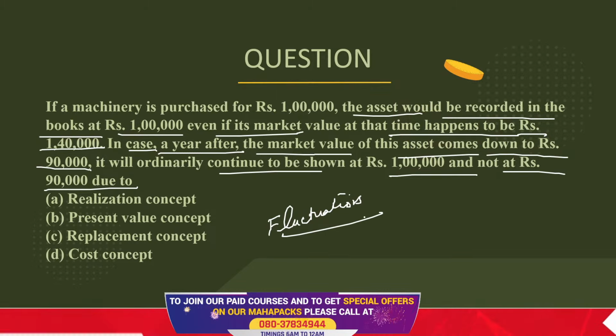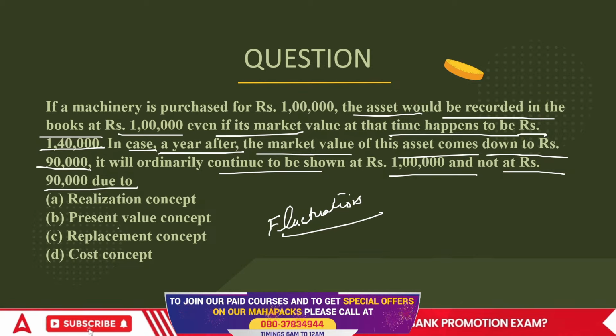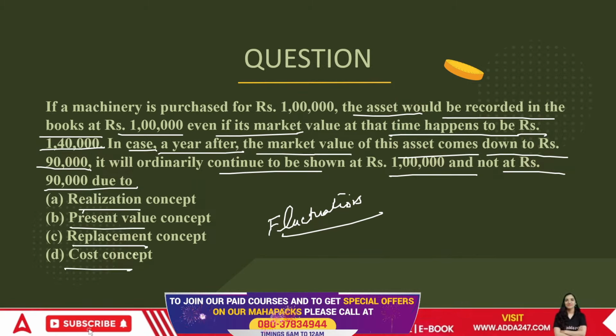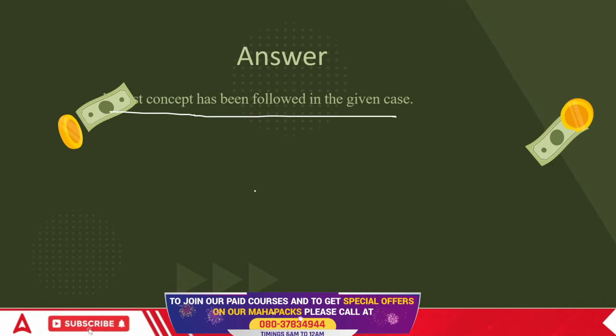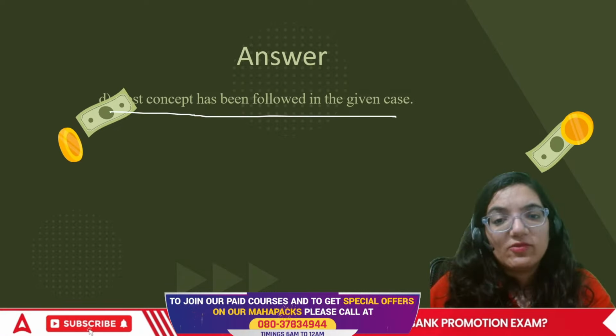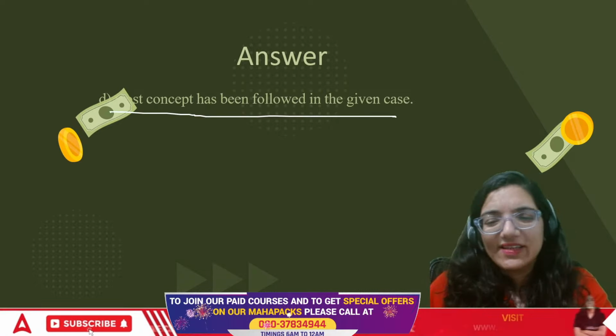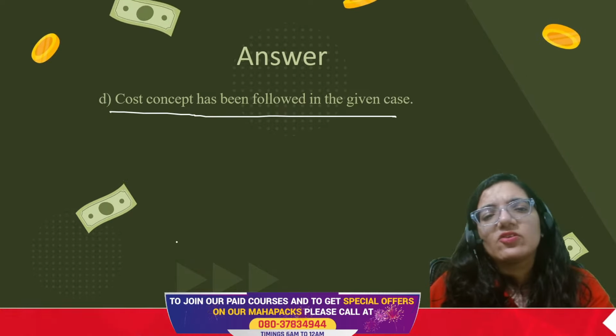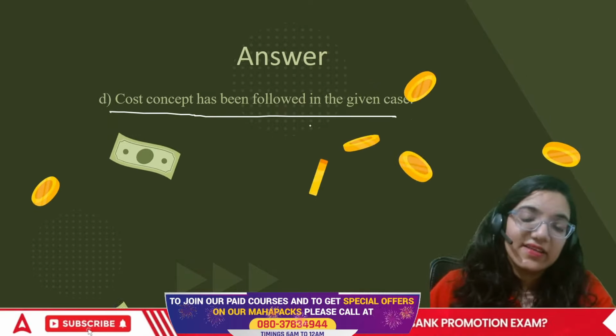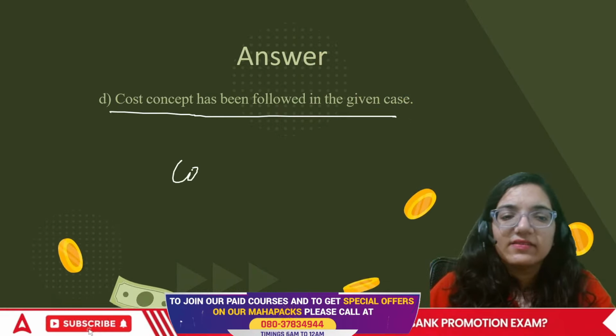Now let's look at the next question. It is the realization concept, present value, replacement, or cost. The correct answer is cost. Because if I have a car, I do not revalue it every single day. I'll revalue it the day I'm actually selling it. If I'm not selling it, I'm not going to revalue it time and again. It's of no use. So in this case, the cost concept has been followed. In this case, we'll record things at the cost.